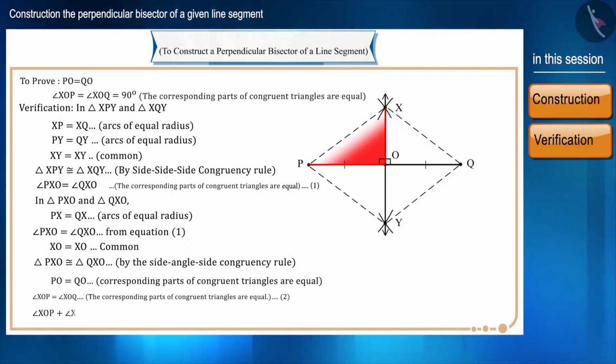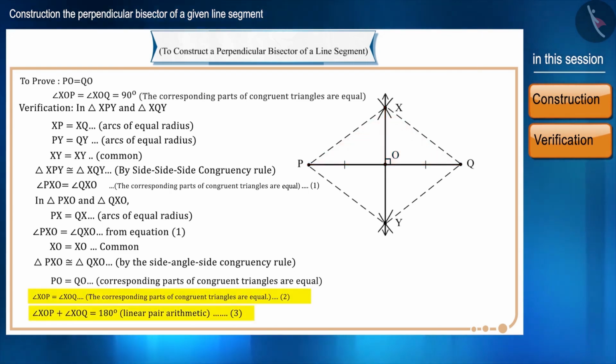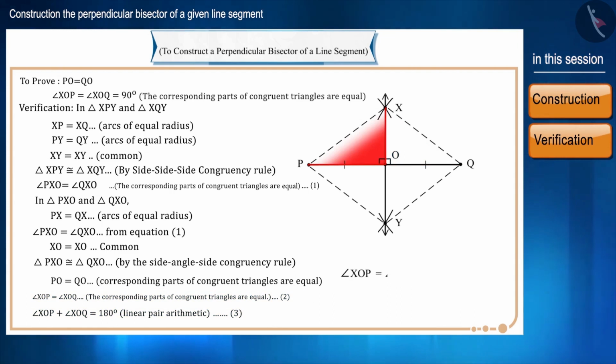And angle XOP plus angle XOQ is equal to 180 degrees because these angles form a linear pair. Let this be equation 3. Now, by equation 2 and equation 3, we can say that angle XOP is equal to angle XOQ, and therefore both angles will be 90 degrees. Angle XOP is equal to angle XOQ is equal to 90 degrees. That is, XY is perpendicular to PQ.